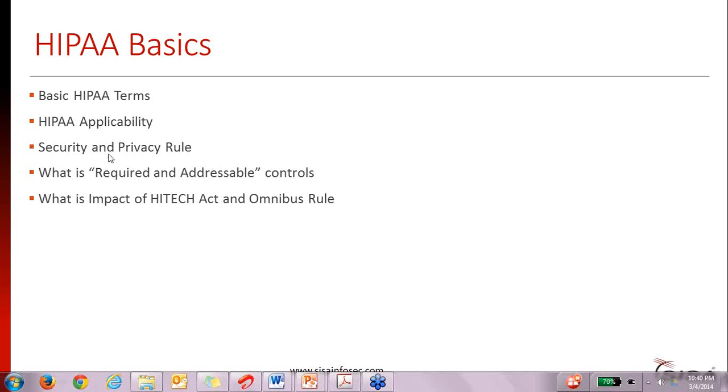Okay, so the next category is the security and privacy rule. The administrative simplification has 2 rules, security and privacy. Where is each applicable and what is the difference? The security rule is applicable to any PHI that is transmitted, accessed or processed in electronic form. Kindly remember, the security rule is applicable to protected health information that is in electronic format.